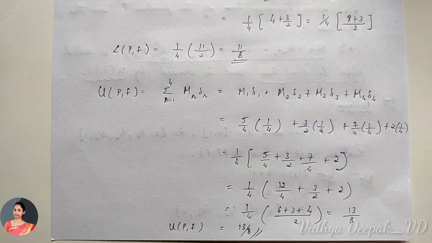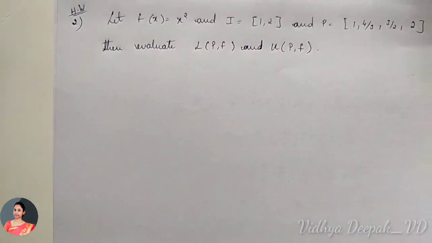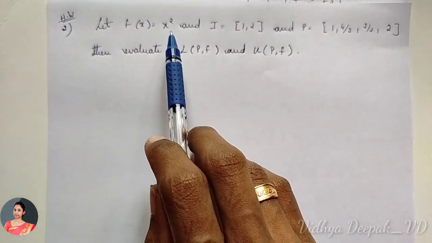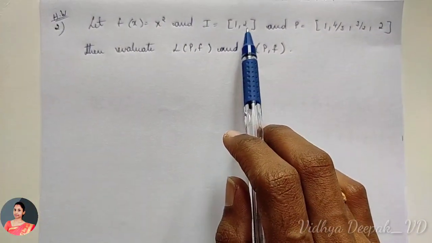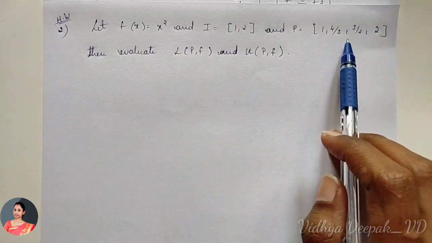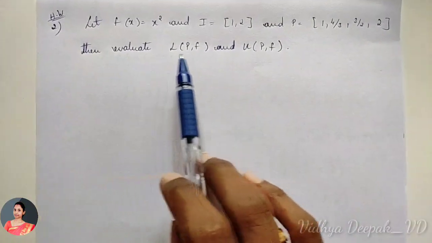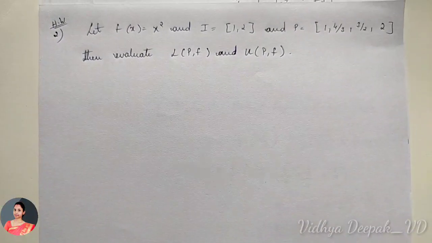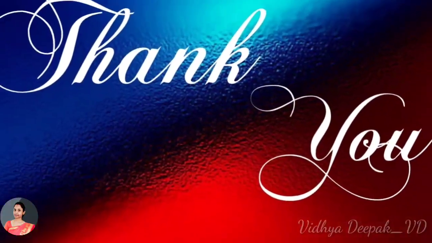So I want you to do a homework sum, which is: let f of x is equal to x square. Here the function is x square and the interval is given as the closed interval 1 by 2. The partition is 1, 4 by 3, 3 by 2 and 2. Evaluate the lower Riemann sum and the upper Riemann sum. Okay. Thank you.